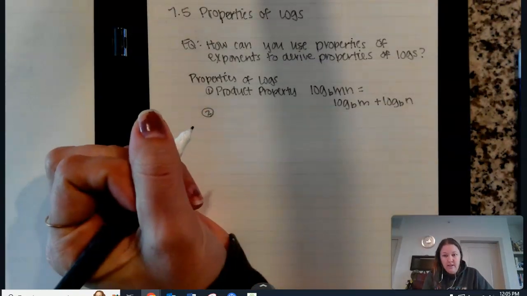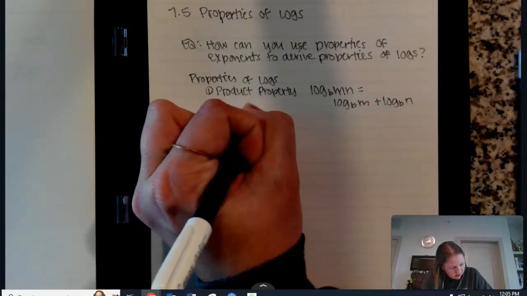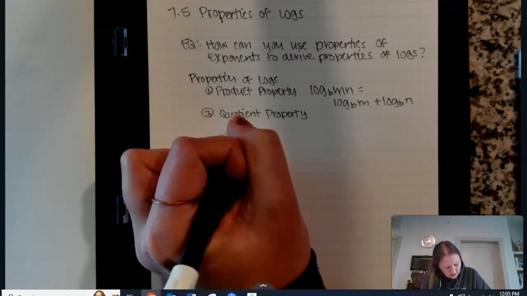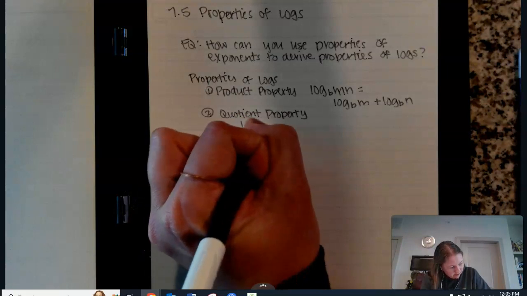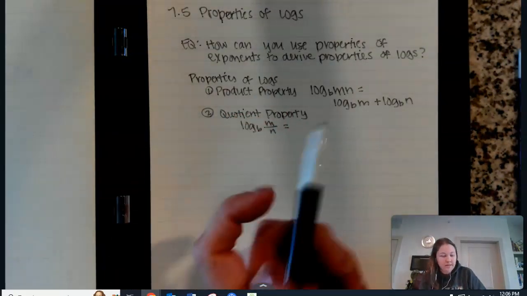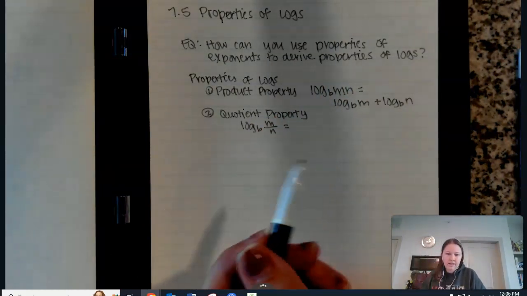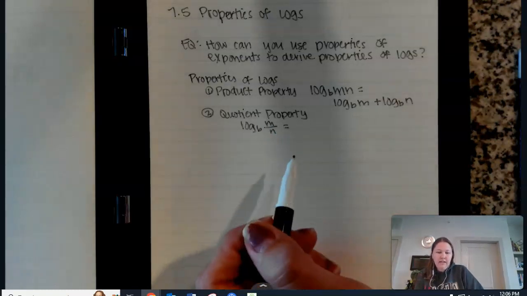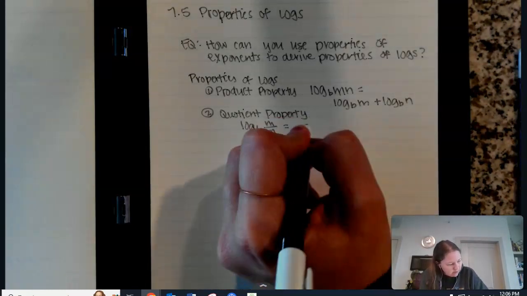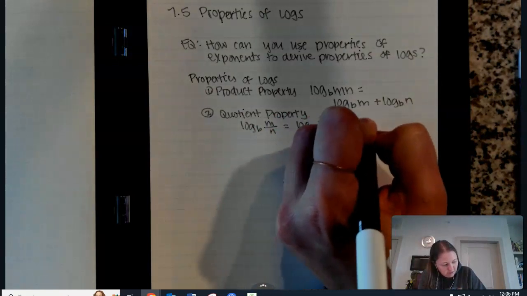Your second property is the quotient property, which says that if you have log base b of m over n, that is the same. This is where you see how we multiplied, so we added. Now it's the same as your exponents. So here, the same thing. You're going to divide. And just like in exponents, when you divide, you subtract. So we'll have log base b of m minus log base b of n.